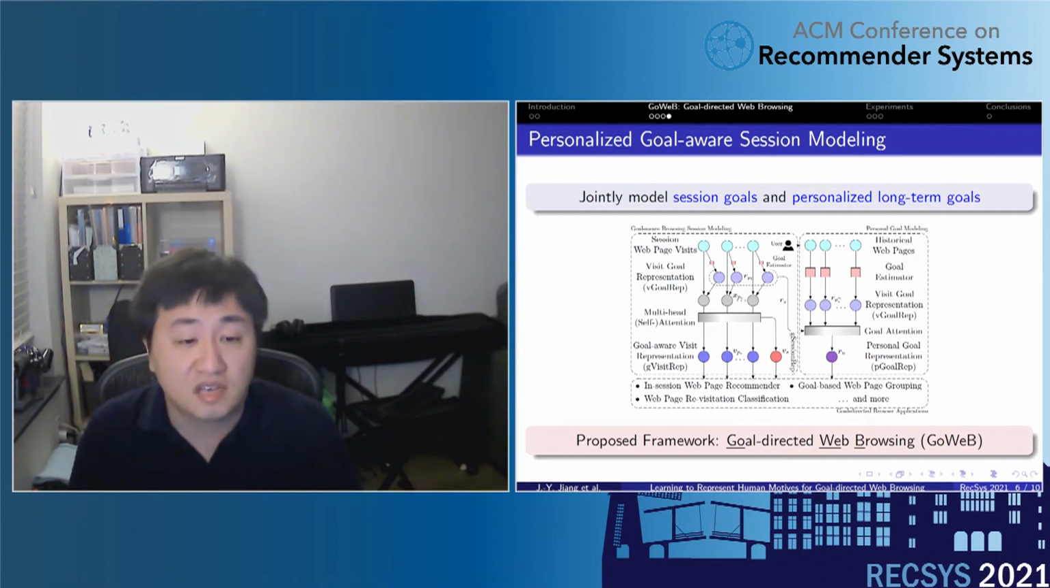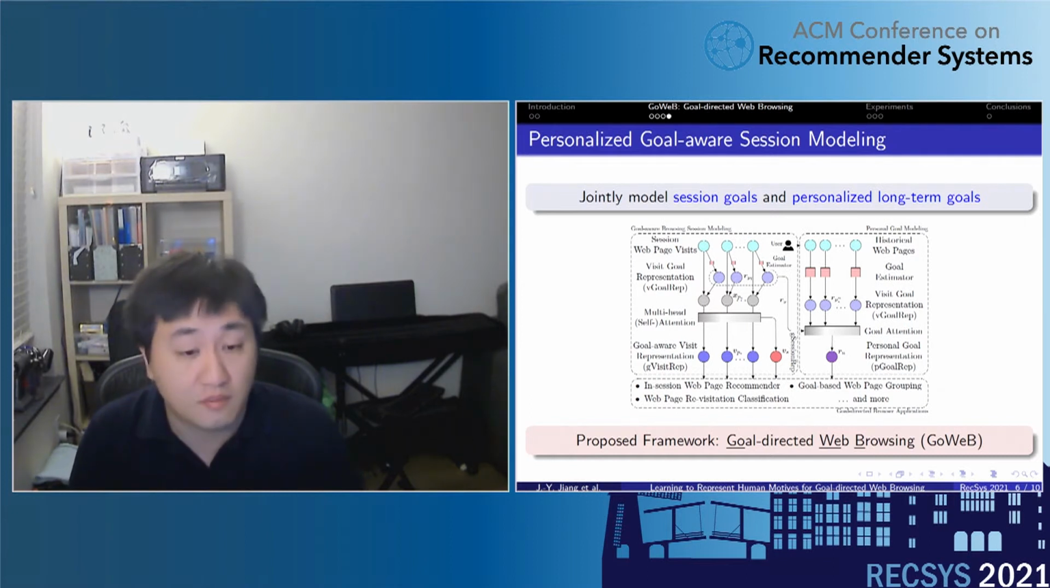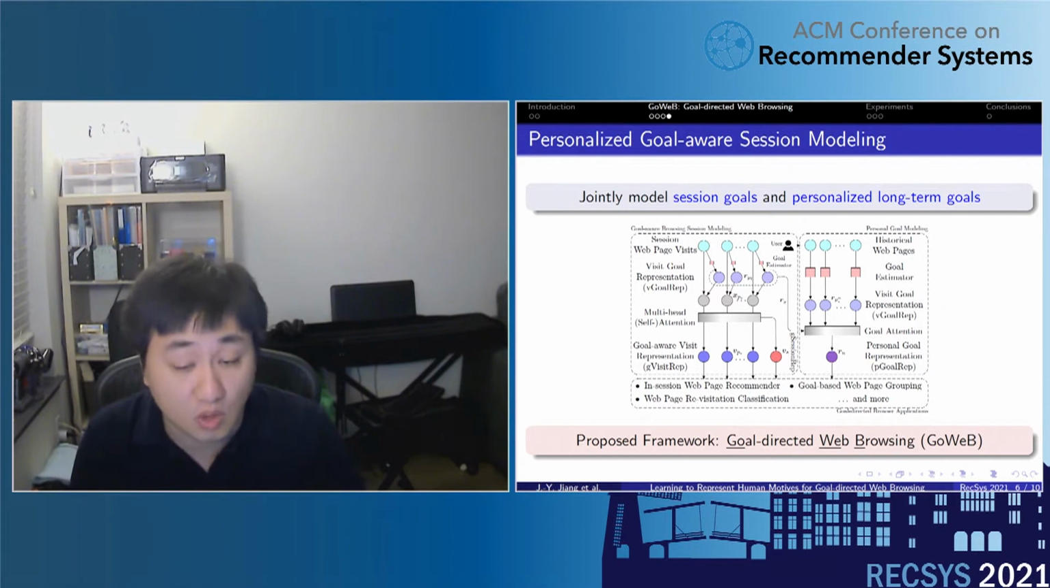So based on the Go embedding and the representation of the web pages themselves, we use the multi-head attention to model the information along the session. Based on the multi-head attention, we can have a Go-aware visit representation for each web page visit inside the session. And for the personal history, we also use the Go estimator and the attention mechanism to derive the personal Go representation for personalization.